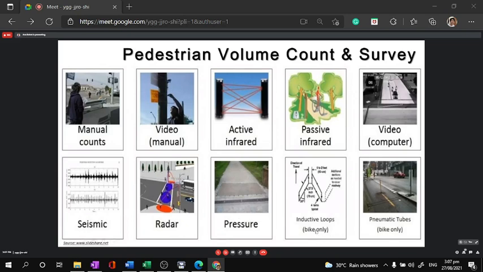Okay. And then induction loops. This is for bicycles only. When they pass through a lane in the bicycle lanes, it detects them. And this one is pneumatic. Pneumatic is related to air in a wire, so when you move over it, it is pressurized and the pressure changes. Since pneumatic tubes are used, it can count the people who pass. Okay.